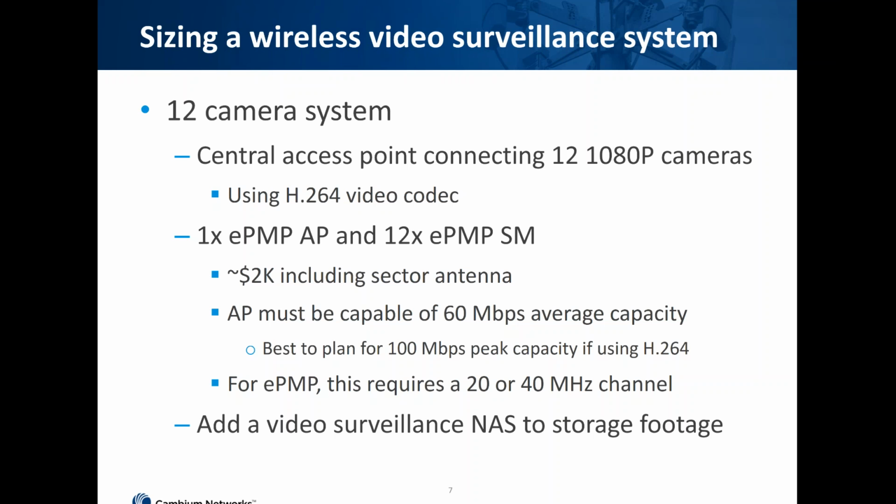So for an ePMP to support that peak bandwidth, that basically means using either a 20 or 40 megahertz channel, likely to be a 40 megahertz channel or a clean 20 megahertz channel, depending on where you are. It's definitely achievable in a 20, but 40 may be preferable if you want to add more cameras at a later date, or if you have specific conditions in the spectrum you're operating in. And also a video surveillance network attached storage device to actually store the footage. That's supposed to be to store the footage rather than storage footage, but I'm sure you get the point.